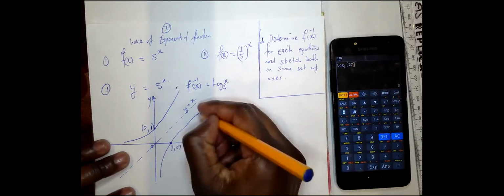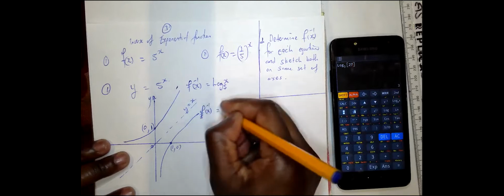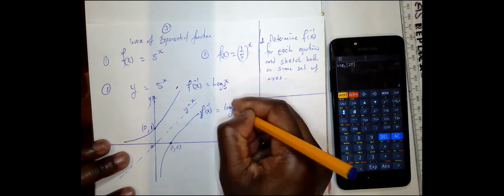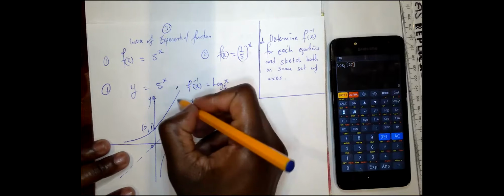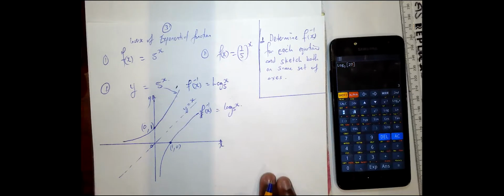And this one is the graph of y equals f inverse of x, equals log base 5 of x. And in this case, it's actually the graph here. So this is what you need to remember there.